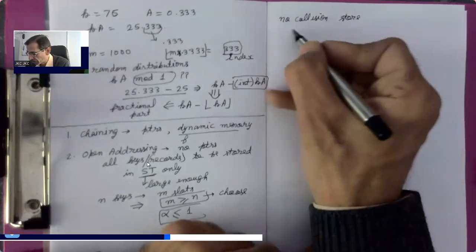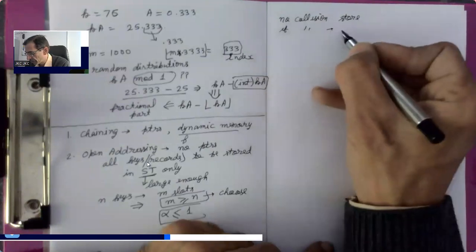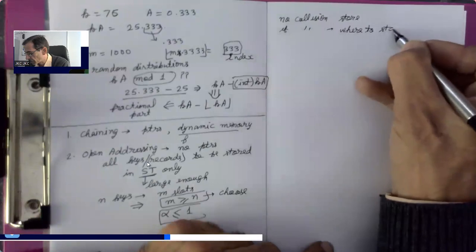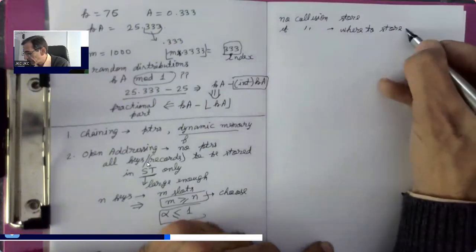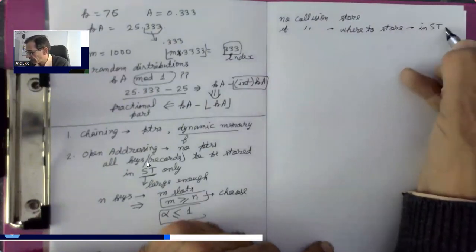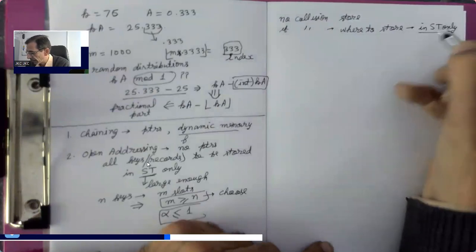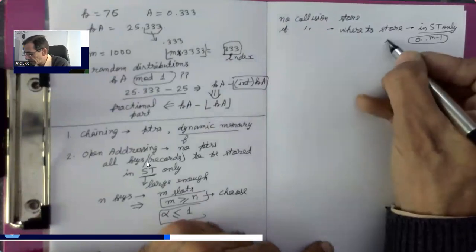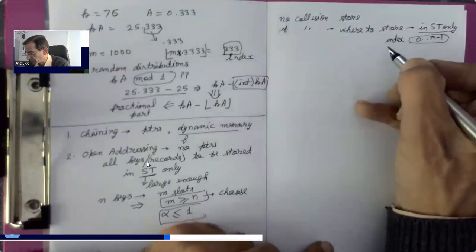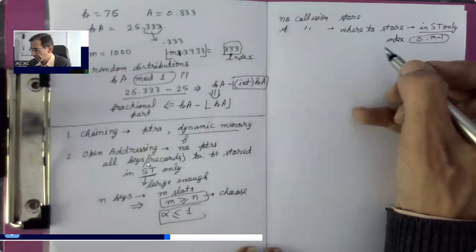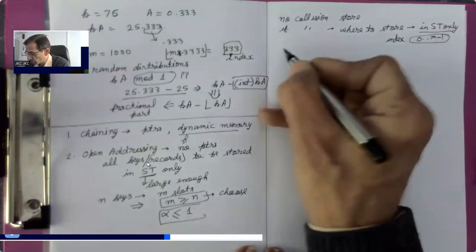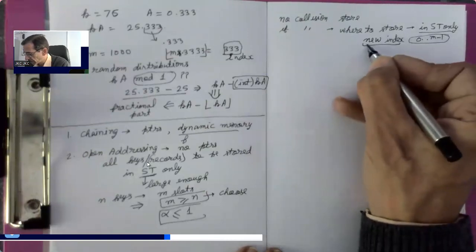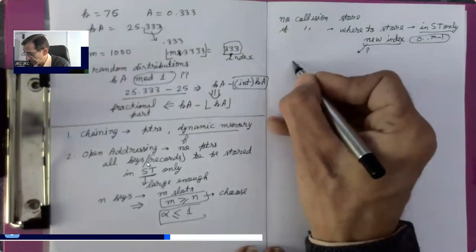But if collision, where to store? So the choice in this case is in ST somewhere, in ST only. And ST only means your index still has to be 0 to m minus 1. So that means I have to find a new index in case of a collision. So new index to be found again in the same range. How to find that? So there are three methods.